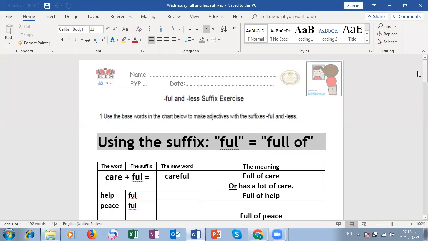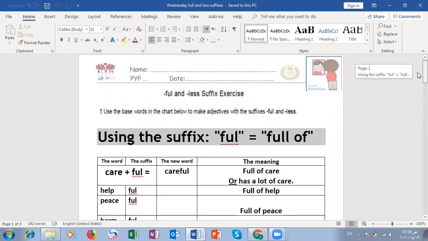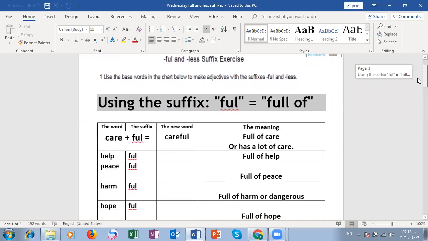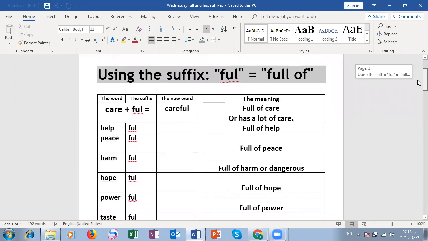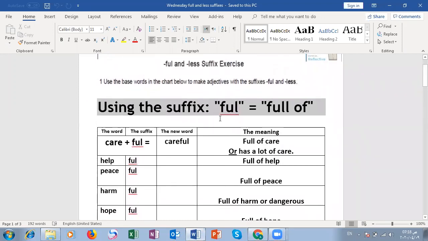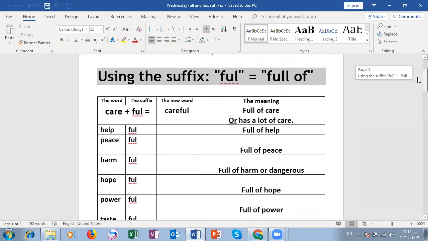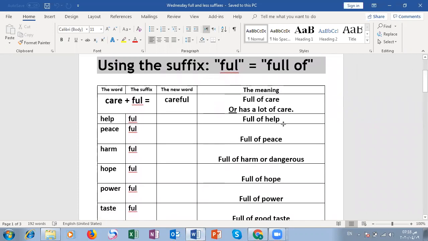Okay, now we have here the first exercise. Let's talk about it together using the suffix full, and it means full of. Let's see our examples. Here we have the word and we have the suffix, and we add them together to give us a new word. Let's see, care. When we add full to this word, we have careful.